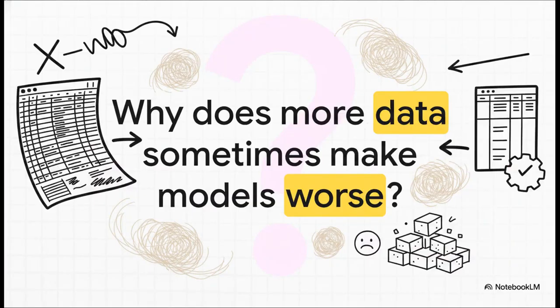So here's a weird question for you. Why does getting more data sometimes make our models worse? I mean, it sounds completely backward, doesn't it? We're always told more data is better. But what if adding more features, more columns in your dataset, actually just adds a bunch of noise, slows everything down, and makes your models less accurate? Well, that paradox is exactly why we're here today.